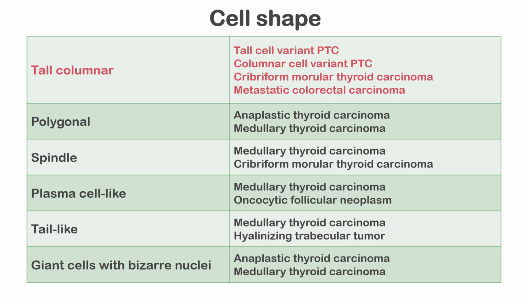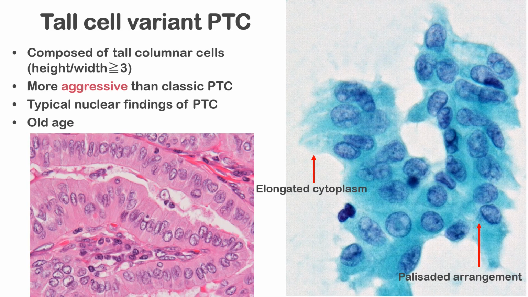Thyroid tumors composed of tall columnar cells tend to show aggressive behavior. Therefore, it's important to cytologically recognize tall cells. Cytologically, we can identify tall cells as palisade derangement and tail-like elongated cytoplasm. When you observe these two findings in a PTC case, you'd better mention the possibility of tall cell variant in the report.